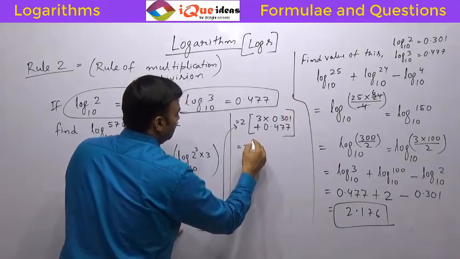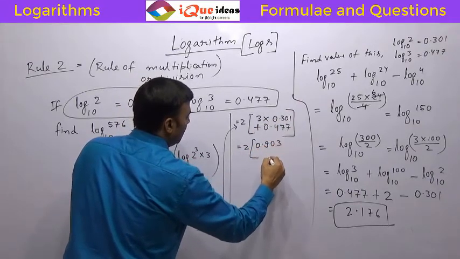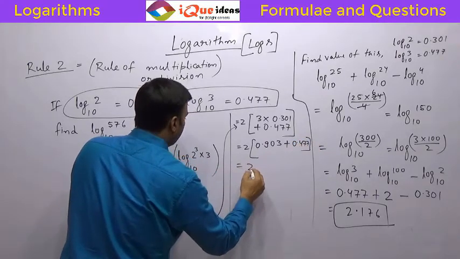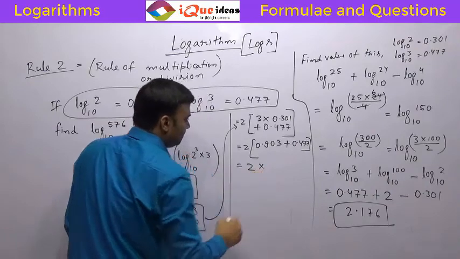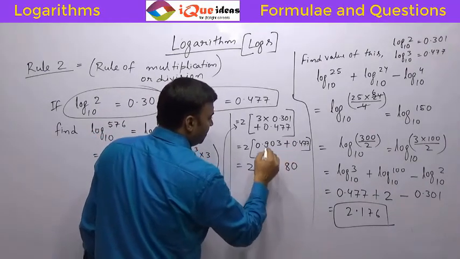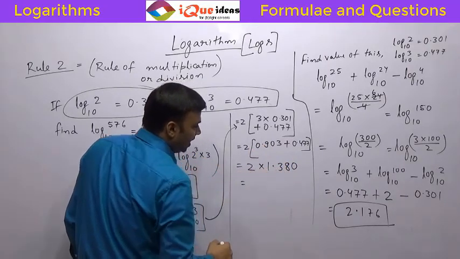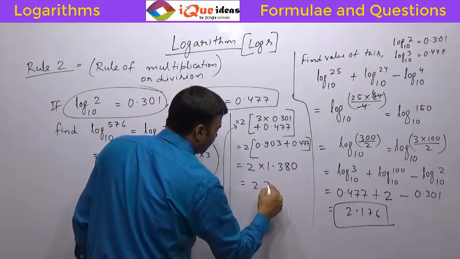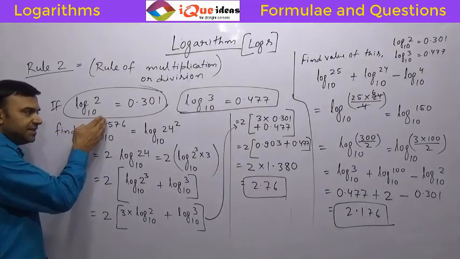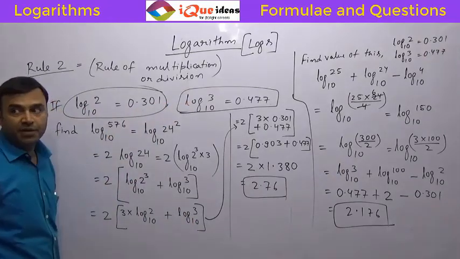Right? So it is 2 into, now 3 into 0.301 is equal to 0.903, plus 0.477. If you add, you will get 3 plus 7 is 10, 0 plus 1 plus 7 is 8, 9 plus 4 is 13, so it is 1.38. So the final answer is 2 into 1.38, which is equal to 2.76. So the final answer of the question is 2.76. So log of 576 to the base 10 is 2.76. These values must be given. All right.